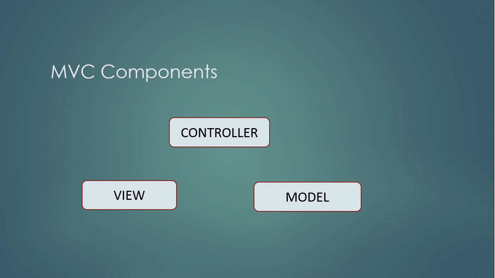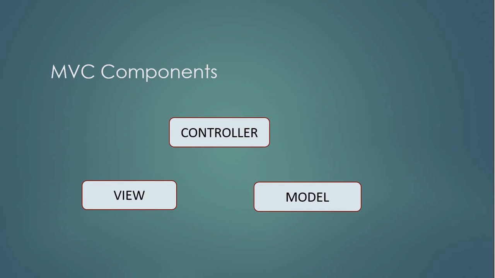View represents the user interface. This user interface is generated from the model data. When the view is rendered, HTML is generated and is returned back to the web browser. We can use either Razor or the web forms view engine for creating views. Both have different syntaxes. Controller handles user interaction, selects the model, and returns the view.